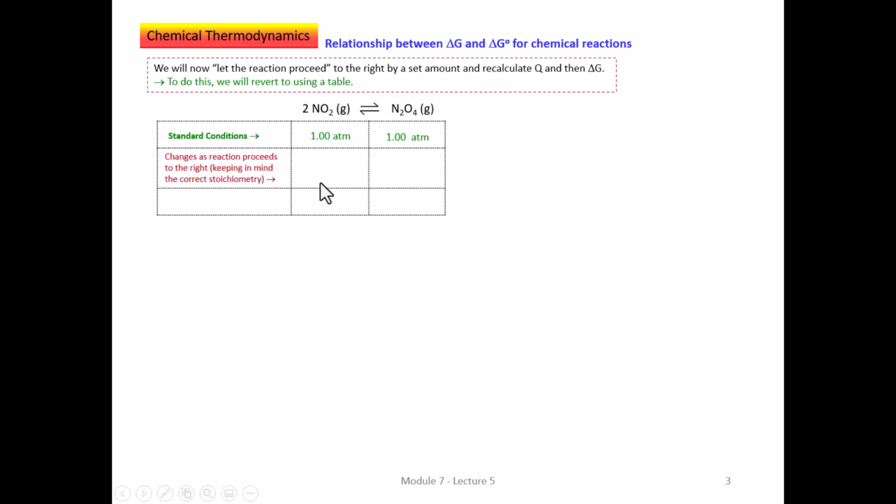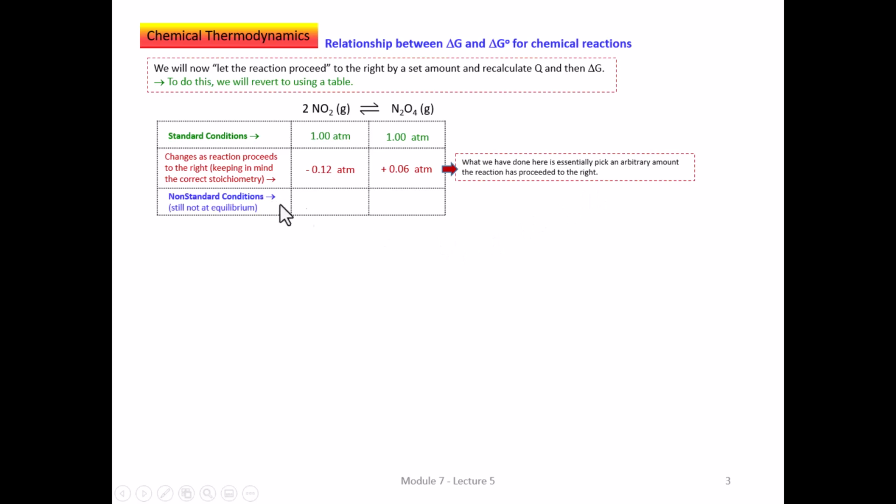What I'm going to do here is just arbitrarily pick some change. So let's assume we know it's going to go left to right. Let's just assume that we lose 0.12 atmospheres of pressure of NO2 as the reaction proceeds. We're just picking a spot arbitrarily. Now that means if we follow the coefficients that we gain 0.06 atmospheres of N2O4. We know that because of the 2-to-1 ratio here of NO2 to N2O4. Again, what we've done here is essentially pick an arbitrary amount the reaction has proceeded to the right.